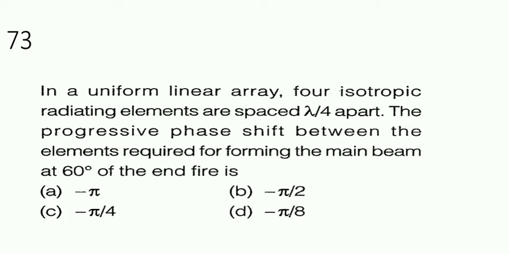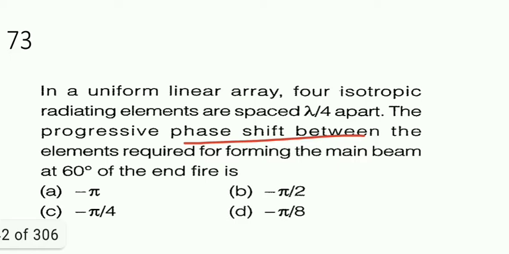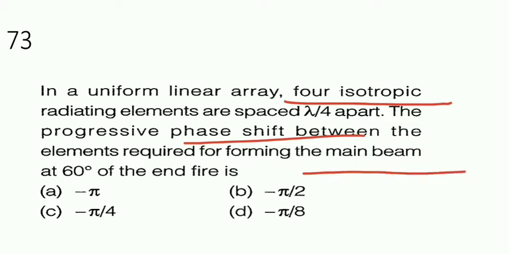So the question is, in a uniform linear array, four isotropic radiating elements are spaced at lambda by 4 apart. The progressive phase shift between the elements required for forming the main beam at 60 degree of the end fire is. So they asked what is progressive phase shift. So it is a uniform linear array and we are having four isotropic elements and a main beam forming at an angle of 60 degree.